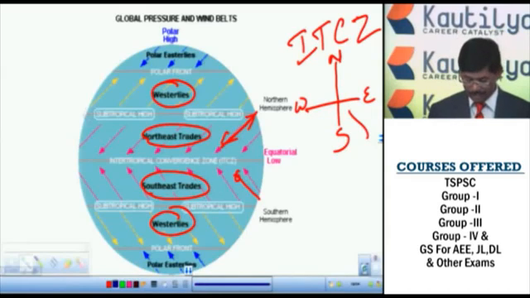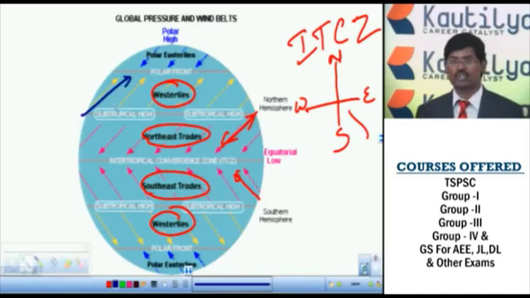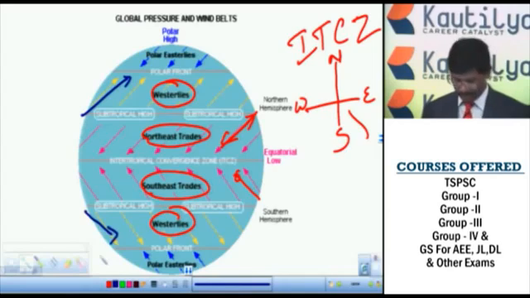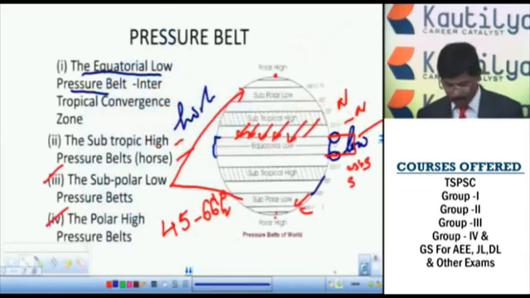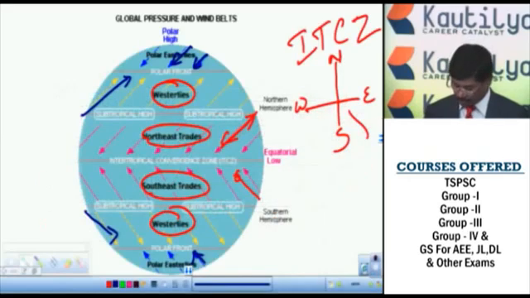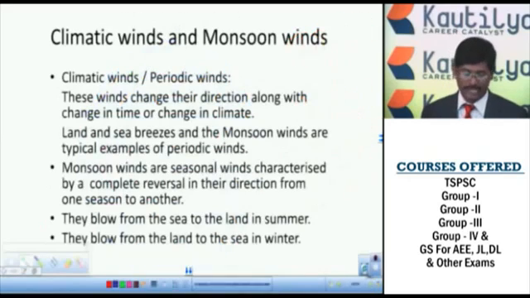Again, if you observe, this one is coming from the west, so it is called the westerlies. Here also it is coming from the west, so it is a westerly. Again, the polar winds come from the east, so they are called the polar easterlies. So this is about the four important atmospheric pressure belts: the equatorial low pressure belt, the subtropical high pressure belt, the subpolar low pressure belt, and the polar high pressure belt. This is about the atmospheric pressure belts and their directions.